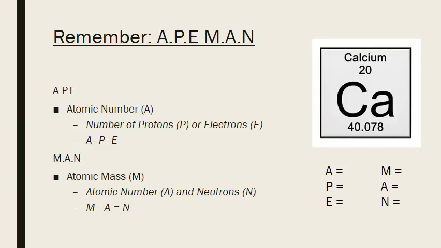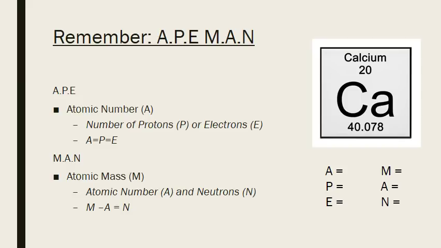Now the second part of this, MAN, corresponds to the atomic mass. So to find your atomic mass, you're going to take your atomic number and your neutrons, the atomic number being A, neutrons being N. So to find your number of neutrons in an element, you're going to take your atomic mass M and subtract your atomic number A.